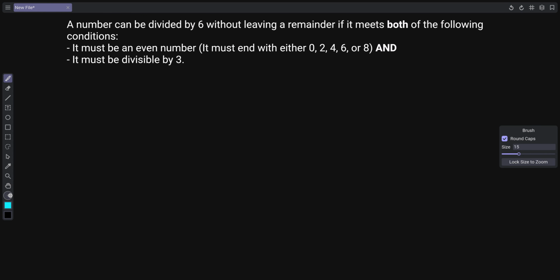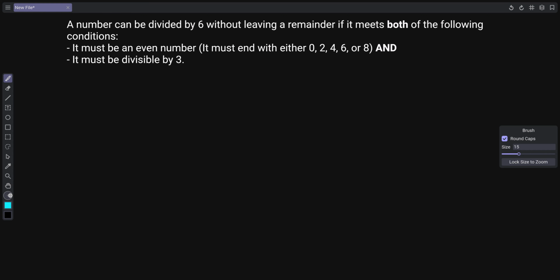Today we will be talking about which numbers can be evenly divided by 6, which is also to say that these numbers can be divided by 6 without creating a decimal or leaving a remainder. And in order for this to work, the number in question, or the number that we will be dividing by 6, needs to meet two criteria.